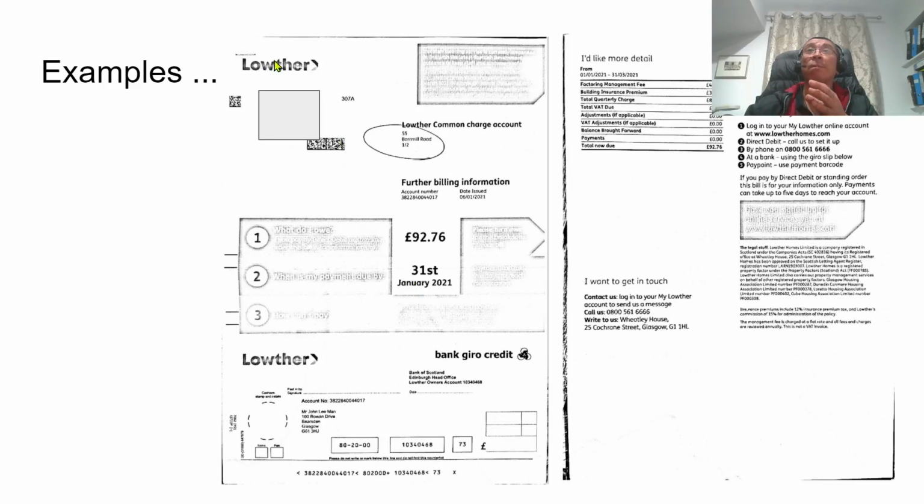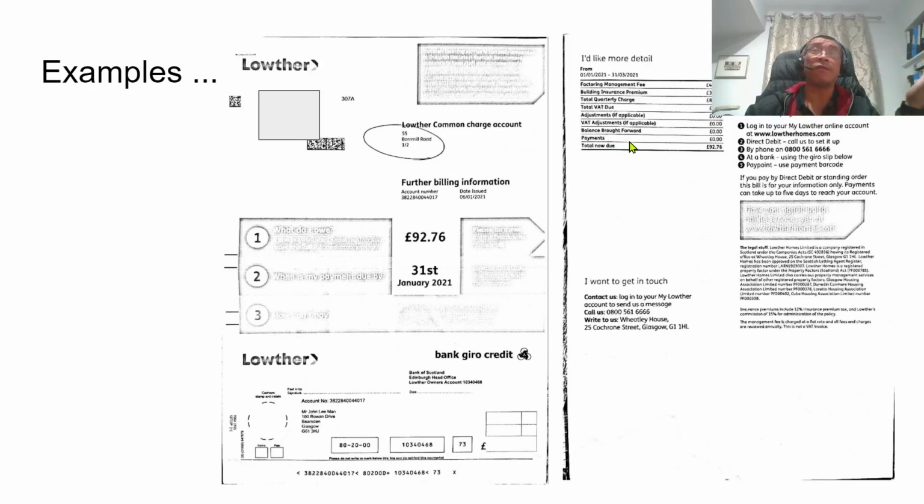This firm called Lowther is quite a big company, and they are a for-profit organization. If you look at their charges here, they've got a management fee which is 45. Their charging period is 3 months, and that's the management fee. This is the insurance. They're also VAT registered, so we pay VAT as well.